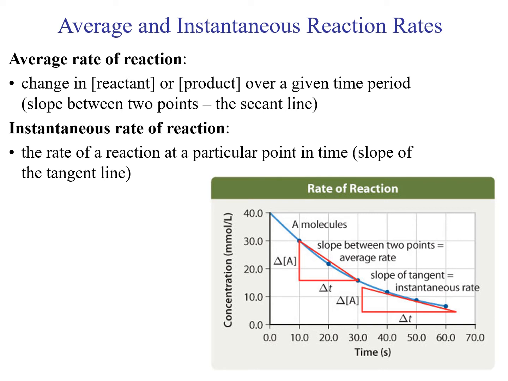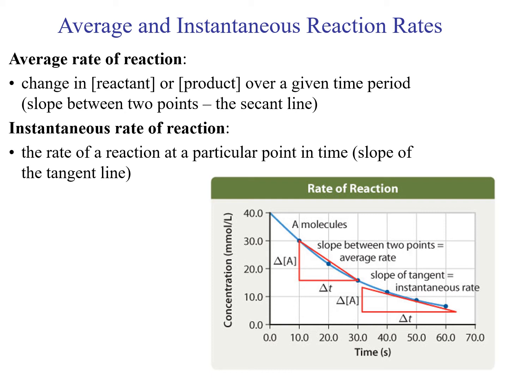If you recall from your math courses, slope equals rise over run. In this case, slope equals change in concentration, that's the delta A in square brackets to the left of that triangle, over change in time. That's the horizontal line of the triangle drawn from t equals 10 seconds to t equals 30 seconds. This is the formula you've already been introduced to in this presentation.